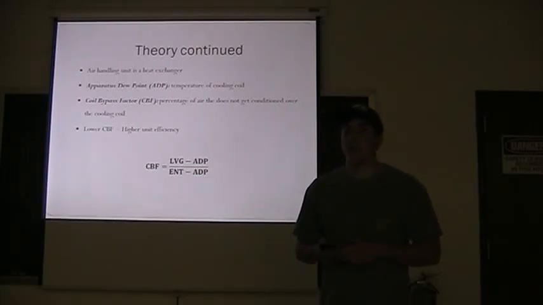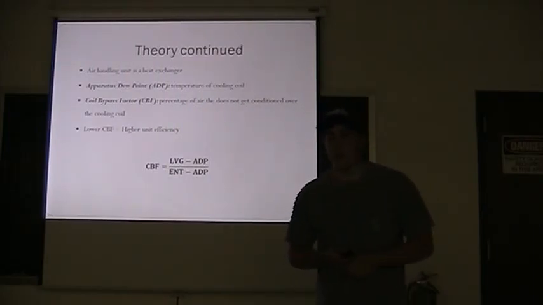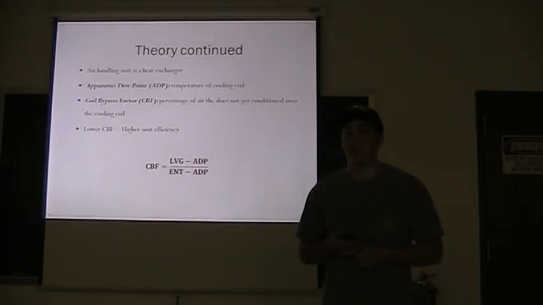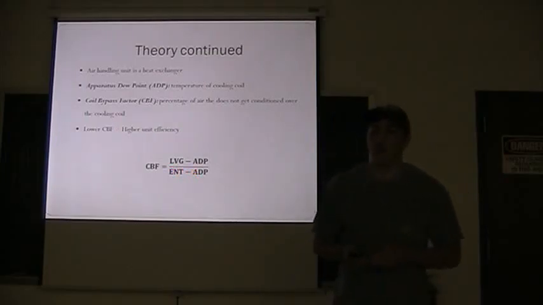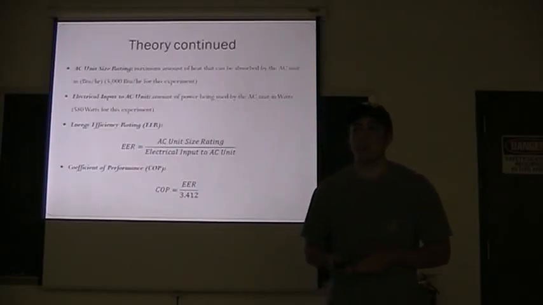So more theory. The air handling unit is basically just a big heat exchanger. Some important variables we're going to need to know are the apparatus dew point, or the temperature of the cooling coil. Then we're going to need to know the coil bypass factor, or the CBF, which is the percentage of the air that doesn't get conditioned over the cooling coil. You can see right here, here's the equation. You're going to use the temperature leaving the AHU minus the apparatus dew point over the temperature entering the AHU minus the apparatus dew point, and the lower the CBF, that's going to indicate a higher unit efficiency.